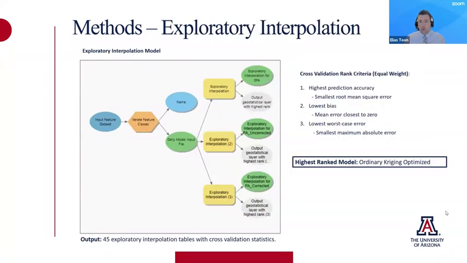The next is I wanted to know what interpolation method was the best performing to compare all 3 methods across. So I also built an exploratory interpolation model, which took those 15 daily files and iterated over each of them and ran the exploratory interpolation geoprocessing tool 3 different times, one for the EPA dataset, one for the uncorrected air sensors dataset, and then lastly for the corrected air sensor dataset. I'll discuss the results a little bit later in the results section, but the cross-validation that was compared was for the highest prediction accuracy, the lowest bias, and the lowest worst case error using the different statistics in the tool. They were all given an equal weight, and at the end, the highest ranked model was the ordinary Kriging optimized model.